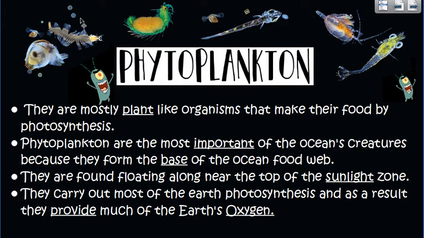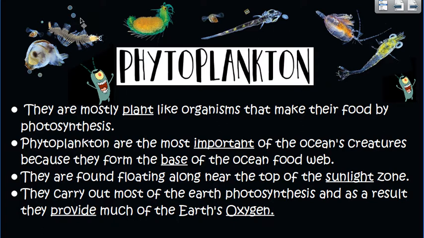They are mostly plant-like organisms that make their food by photosynthesis. So they are producers, right? They're not consumers. They're not feeding off other animals. They are taking the sunlight and converting it into energy. So phytoplankton are the most important part of the ocean because creatures feed off of them. They are like the base of the ocean food web.